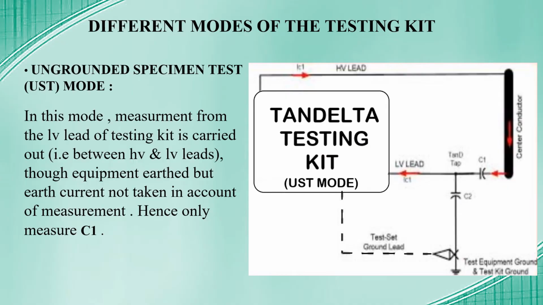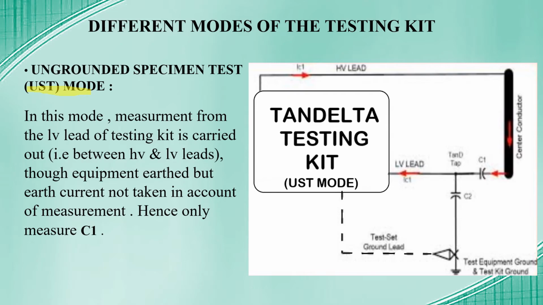So now, while using the tan delta testing kit, you will have to select the different modes provided in the testing kit. Those are the UST mode, and the other two modes are the GST and GST-G mode. So let us see and understand what these modes are one by one. The first mode is the UST mode, meaning the ungrounded specimen test.